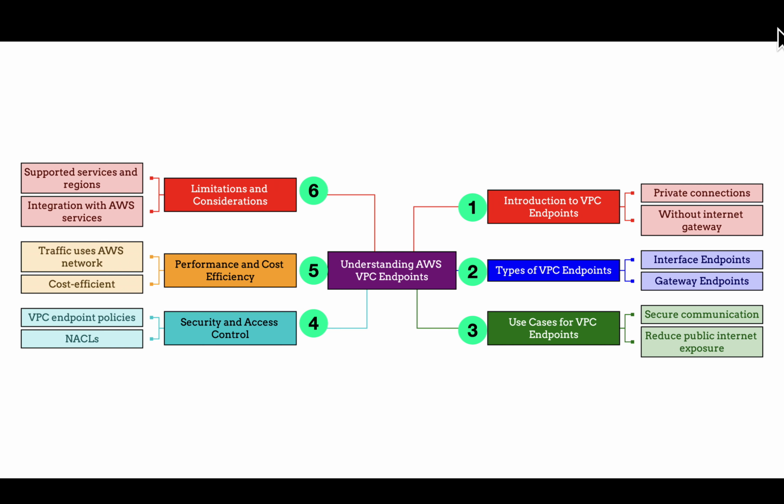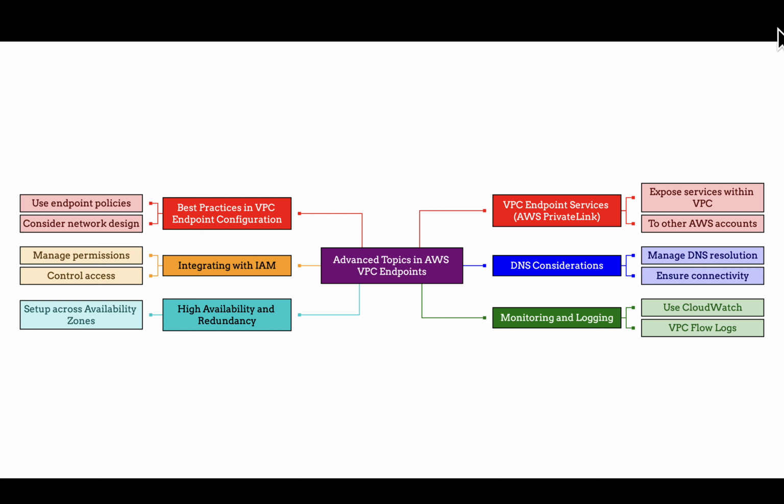Advanced topics in AWS VPC endpoints. 1. VPC endpoint services. AWS PrivateLink provides the ability to expose your own services within your VPC to other AWS accounts. 2. DNS considerations. Managing DNS resolution for endpoint services to ensure seamless network connectivity. 3. Monitoring and logging. Utilizing CloudWatch and VPC flow logs for monitoring and logging VPC endpoint activity.